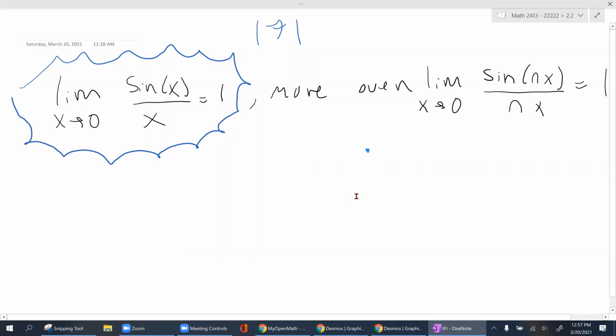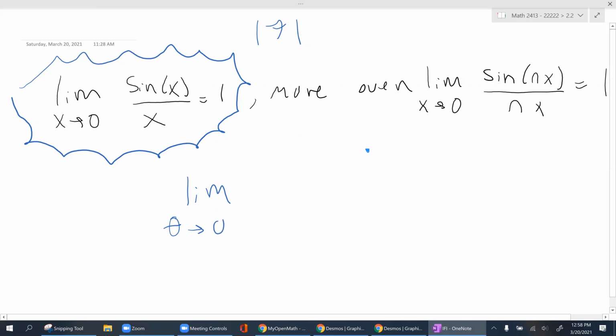Moreover, if you have the limit as x approaches 0 of sine of any number, let's just say any integer greater than 1, say 13x, in other words, if that 13x inside the sine is the same number in the denominator, then it's still going to be 1. So I'll change it up a bit here. I'm not going to use x. I'm going to use theta. It doesn't matter.